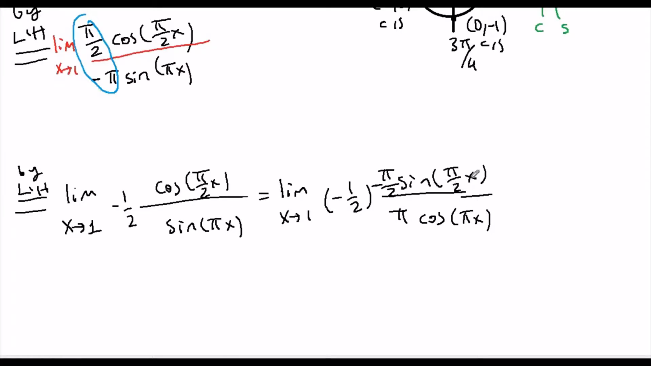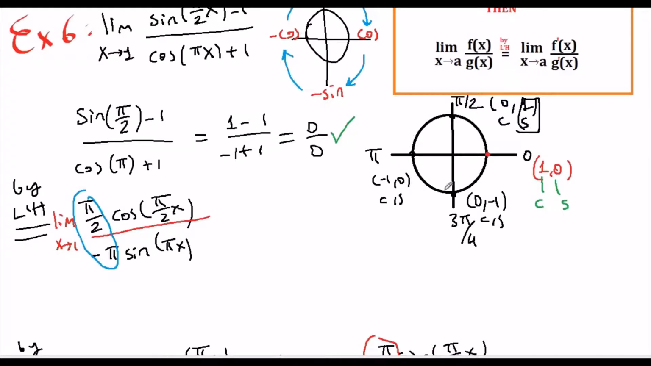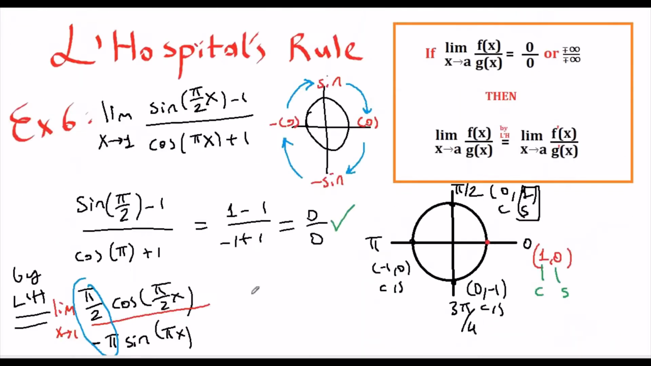If we plug in 1 instead of x, we obtain negative 1 half from here. And if we simplify this again, we also obtain negative 1 half. And sine of pi over 2, let's check again, is 1, and cosine of pi is negative 1, so 1 over negative 1. If we plug in 1 here, we obtain sine of pi over 2, which is equal to 1. Here we obtain cosine of pi, which is negative 1. Now, this is the answer to the original limit, which is going to be negative 1/4. So our limit as x approaches 1 of this fraction equals negative 1/4.